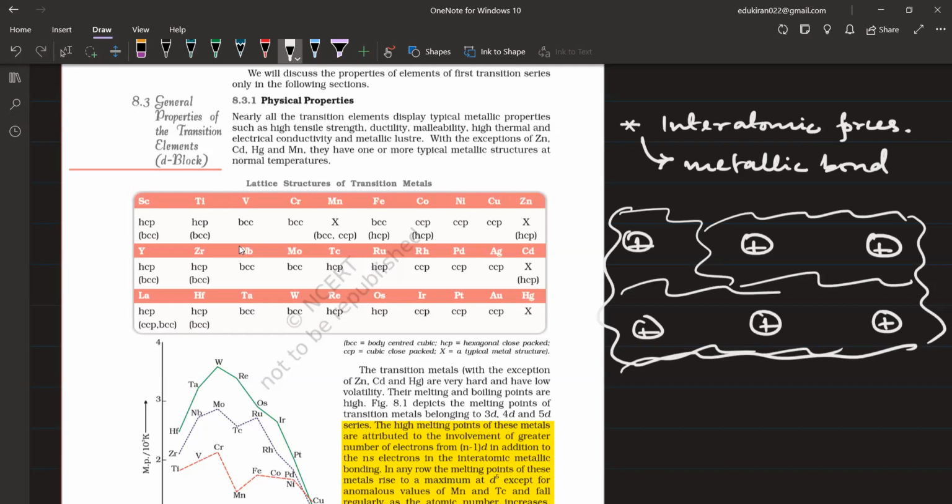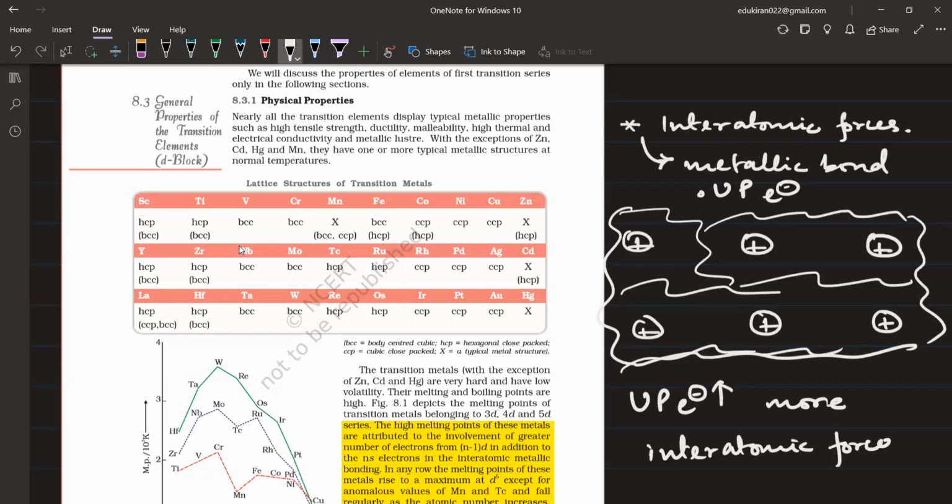So what is the metallic bond dependent on? It is dependent on unpaired electrons. If you have high unpaired electrons, then you will have more interatomic forces and high melting point and boiling point.